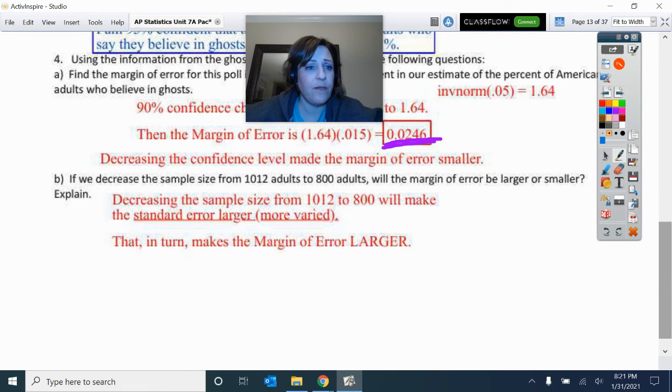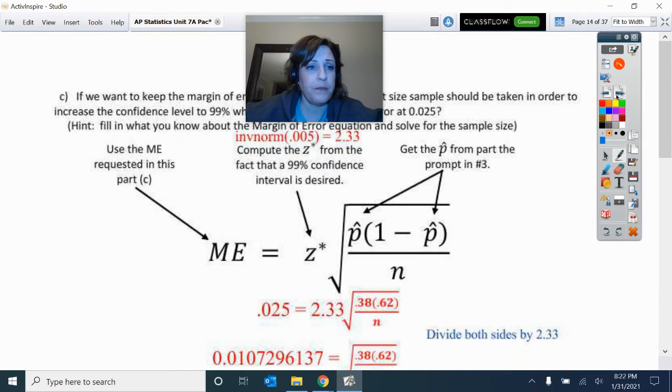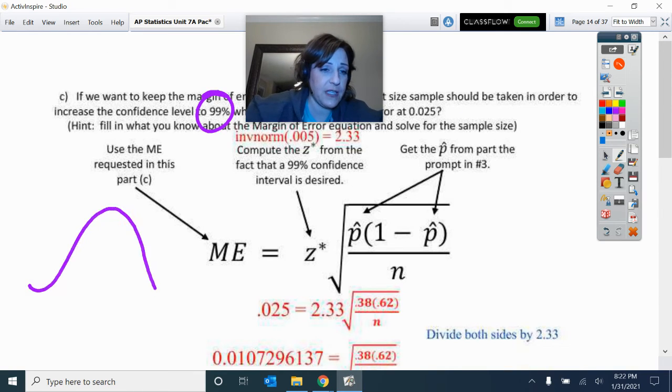All right, next, if we decreased the sample size from 1012 to 800, what happens? Well, that is going to make the standard deviation larger, so that will make the margin of error larger. All right, here was another one where we were plugging in the values. Now this says we want to be 99% confident. That puts a 1% split, so that's half of a percent.